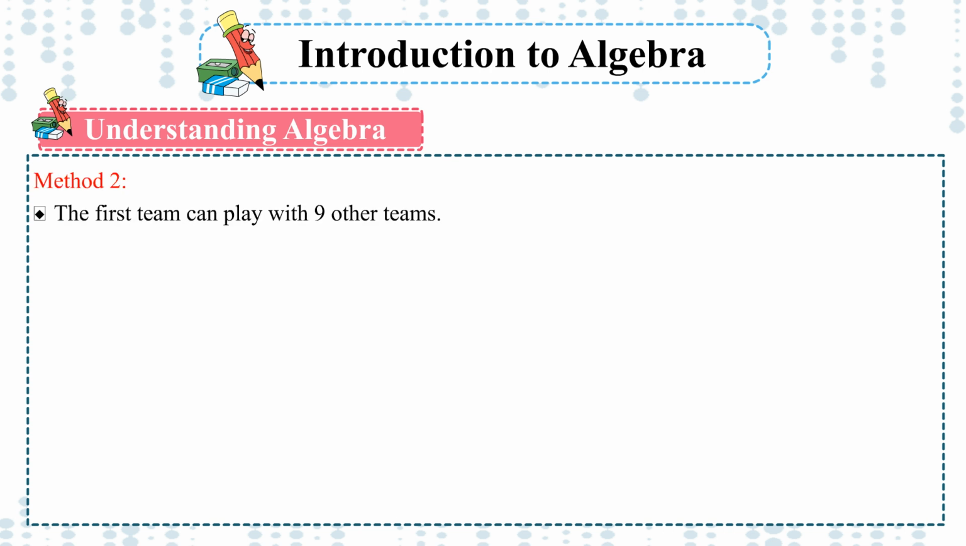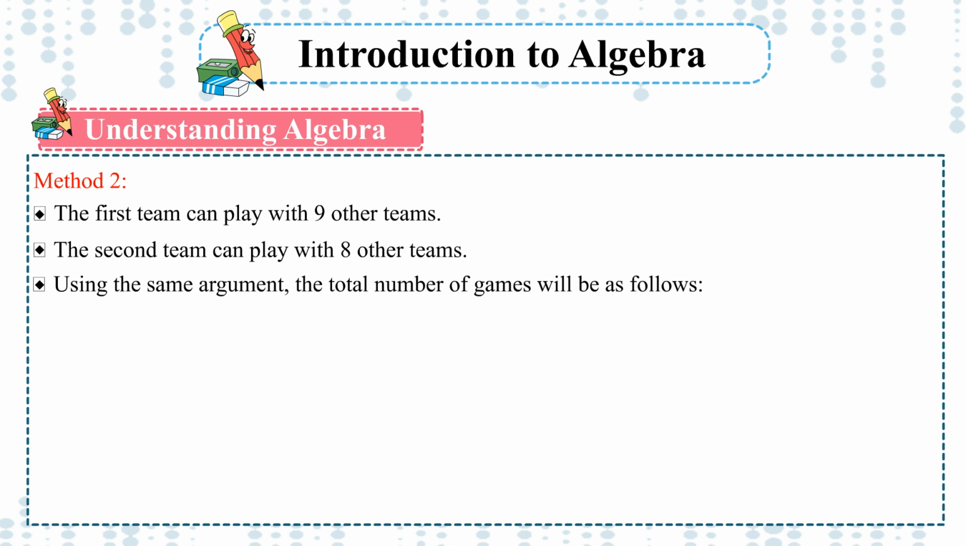Method 2. The first team can play with 9 other teams. The second team can play with 8 other teams. Using the same argument, the total number of games will be as follows: 9 plus 8 plus 7 plus 6 plus 5 plus 4 plus 3 plus 2 plus 1 is equal to 45.